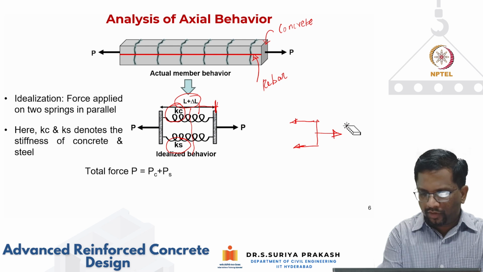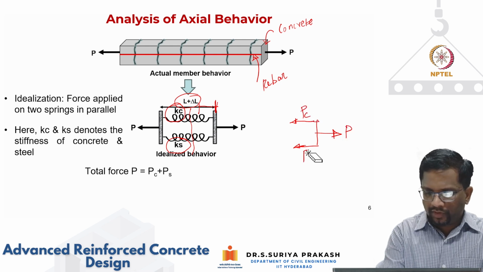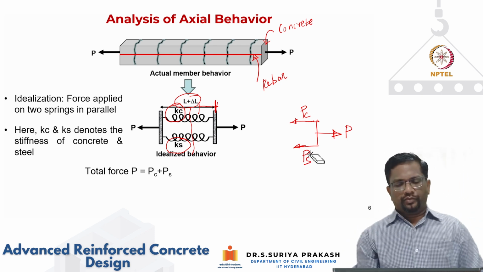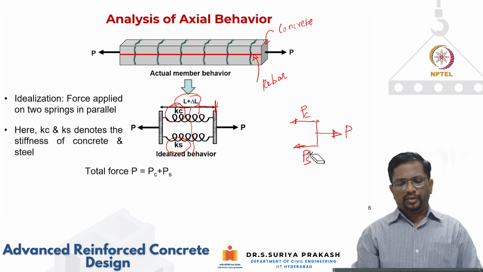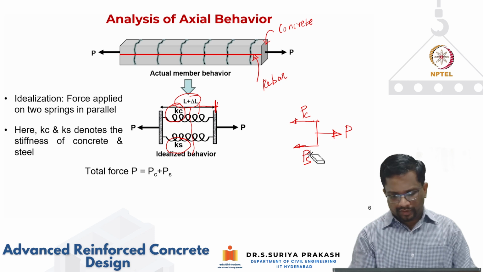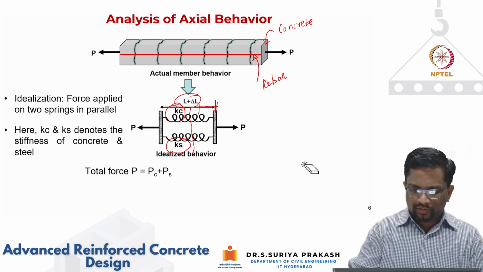So this is your applied load P, and this resistance will come from concrete, and this resistance will come from steel. So when you put your horizontal force equilibrium, P will be equal to Pc plus Ps, the load resistance by concrete plus the load resistance by steel. So that's what we're doing. Okay, let me erase this.